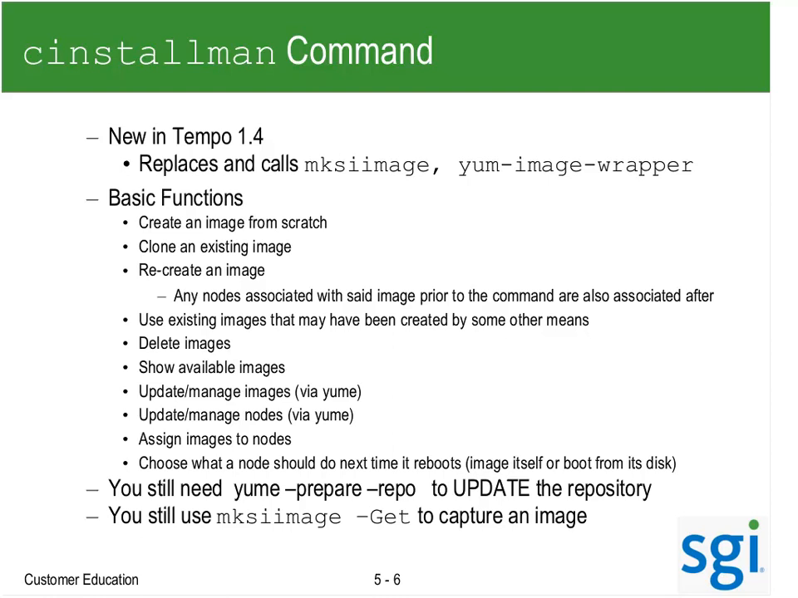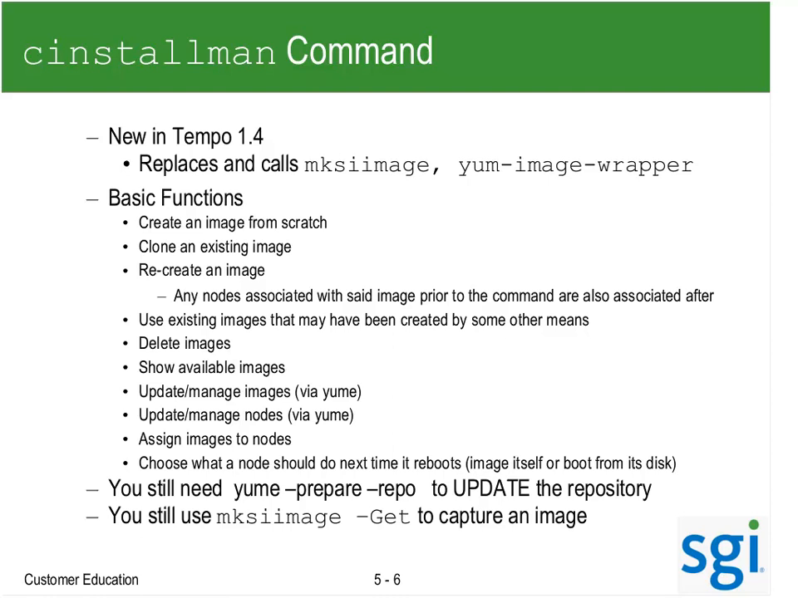So with install-man, I can update my images and get all my patches into the images, and I can also update the running nodes. Now, if there's a kernel change, it may require a reboot on that particular node to get to the new kernel. I can assign images to nodes, and I can choose what a node should do when it reboots, whether it's going to image itself or boot from disk.